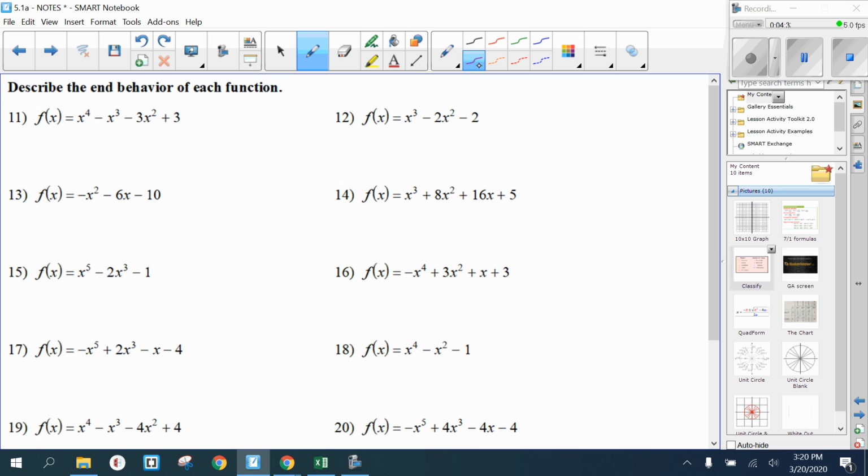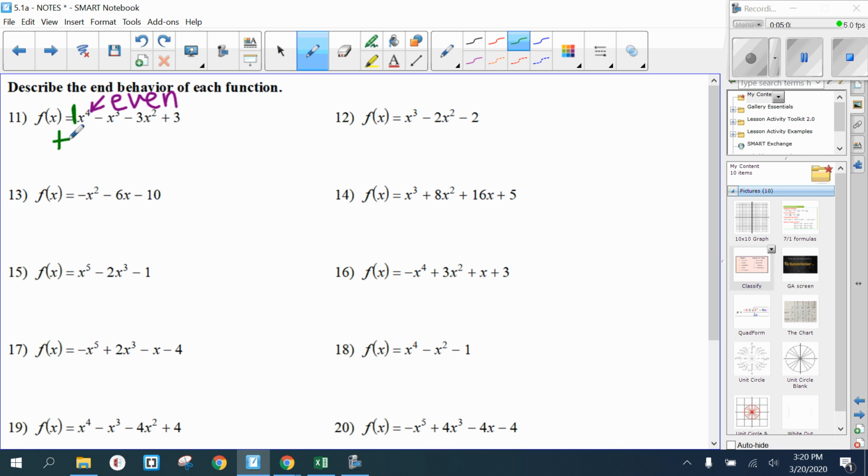You need to look for this number right here. I don't really care that it's a 4. What I care is that it's even. That's an even power. It's an even degree. It's a degree 4, but I care that that's an even number. And then the number in the front is 1 right here. I care that that's positive. This is a positive and even graph. It's a positive coefficient a with an even degree.